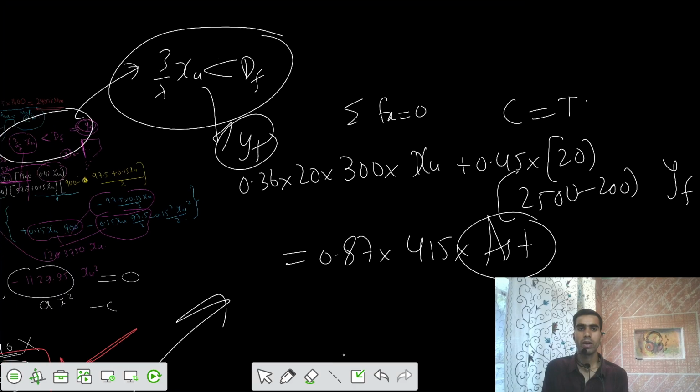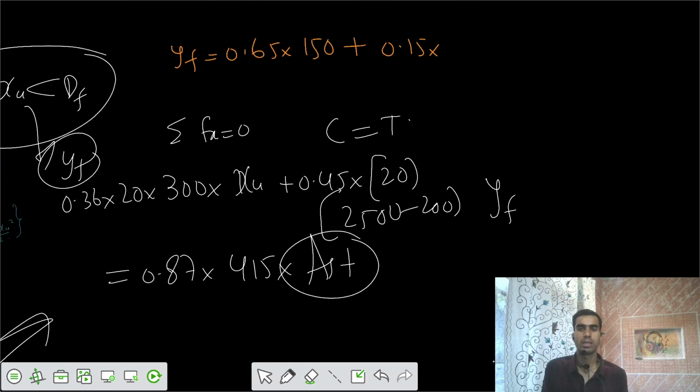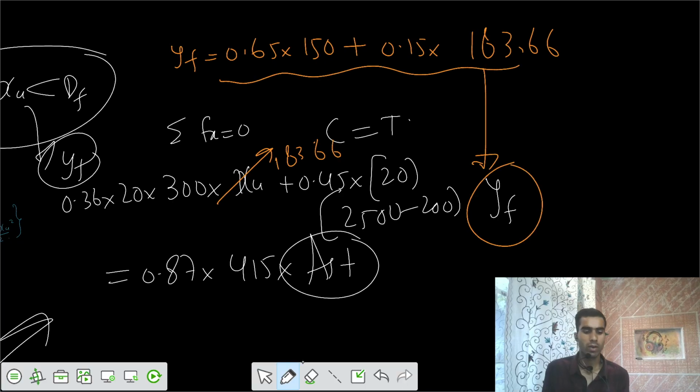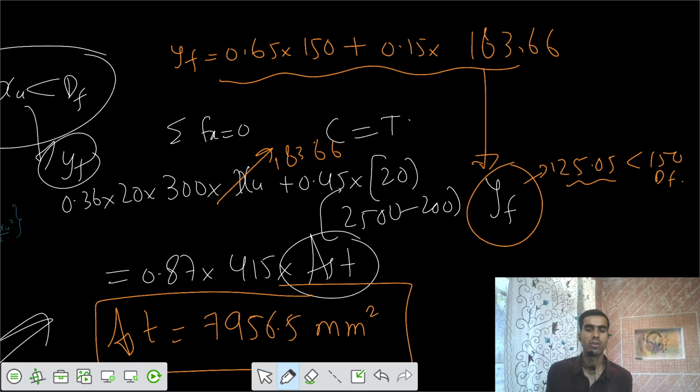And what was the value of YF? The value of YF is equal to 0.65 into 150 plus 0.15 into actual XU. XU is 183.66, so I substitute 183.66 here, and the value of YF is actually 125.05. That is less than 150, that is DF. So this is also true. Okay, we get the value of the area of steel: 7956.5 millimeters square is the area of steel required.